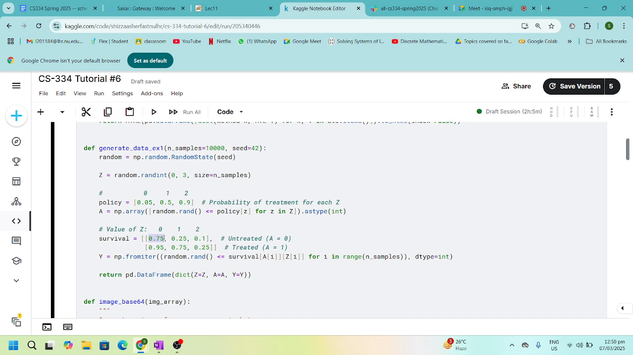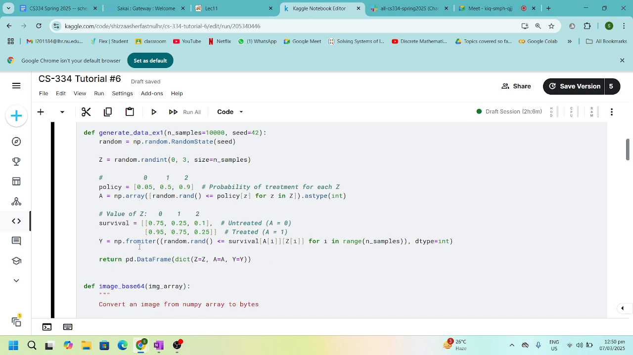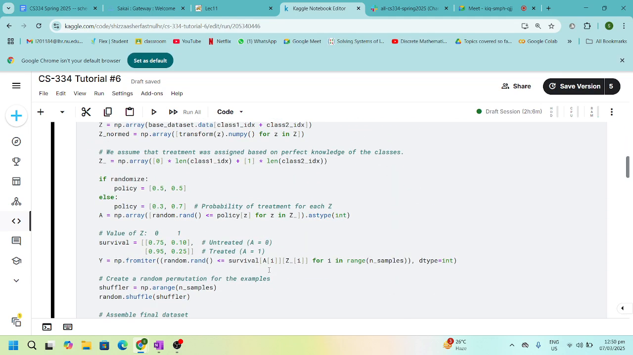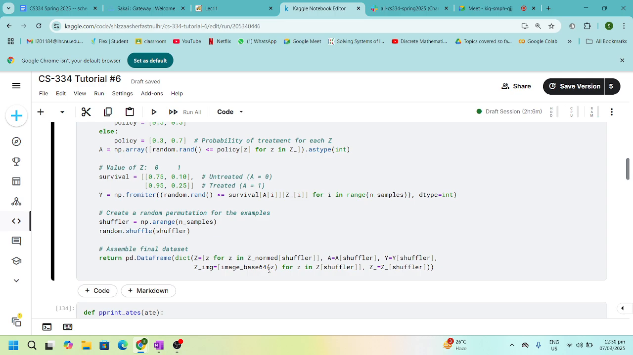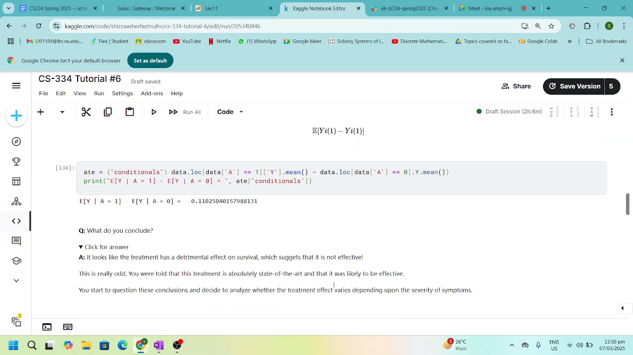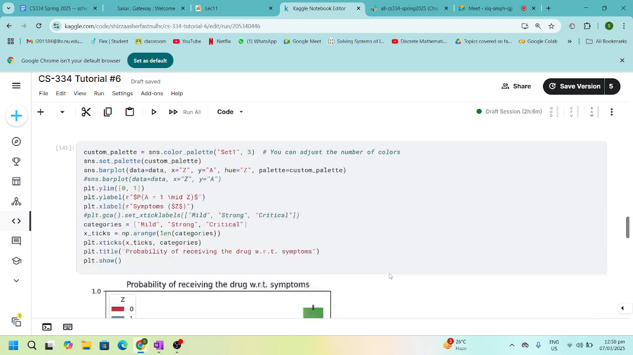So let's see over here. Yeah, let me clarify. There is a 75% chance of the value of survival being 0 if the value of z is 0. There is a 95% chance of the value of survival being 1 if the value of z is 0. All right, and with that, I have used my function to generate an array y as well. Then I have called this function in such a manner that I generated 10,000 rows of data. And my 10,000 rows have been generated in exactly a format that follows this trend.